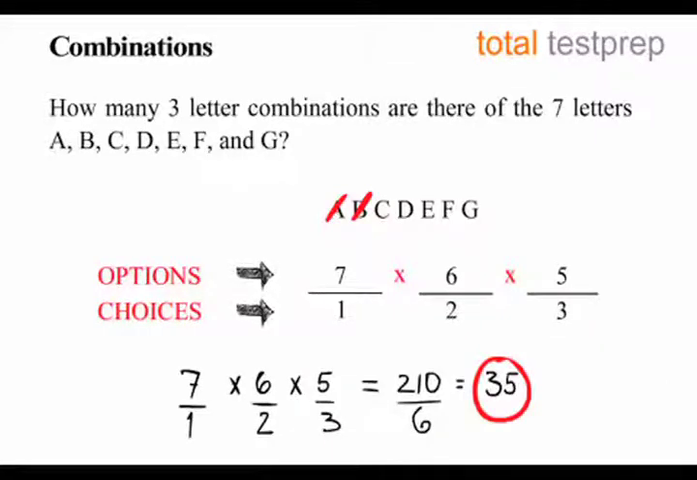So there's 35 3-letter combinations that are possible if you have 7 letters to choose from. So it's possible to make 35 subsets of a set that has 7 elements in it if each subset has only 3 elements in it.